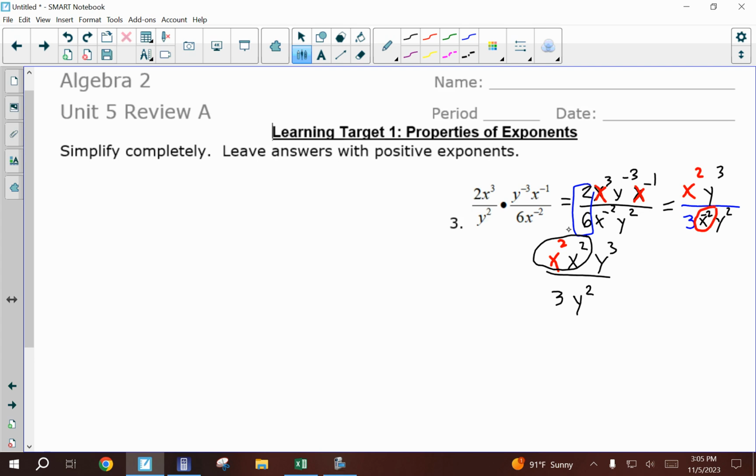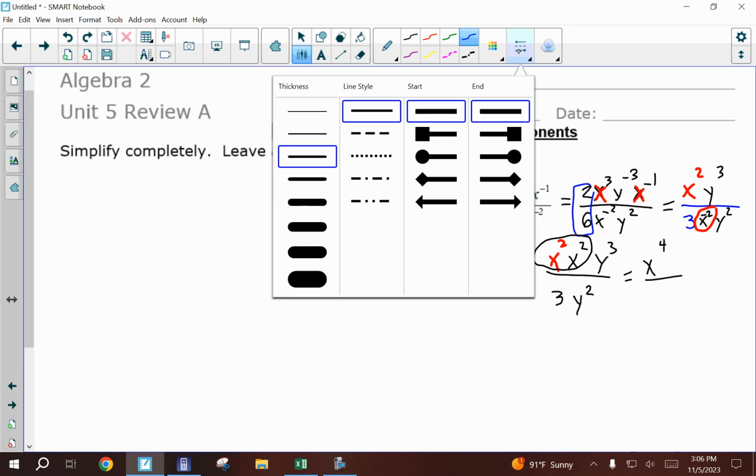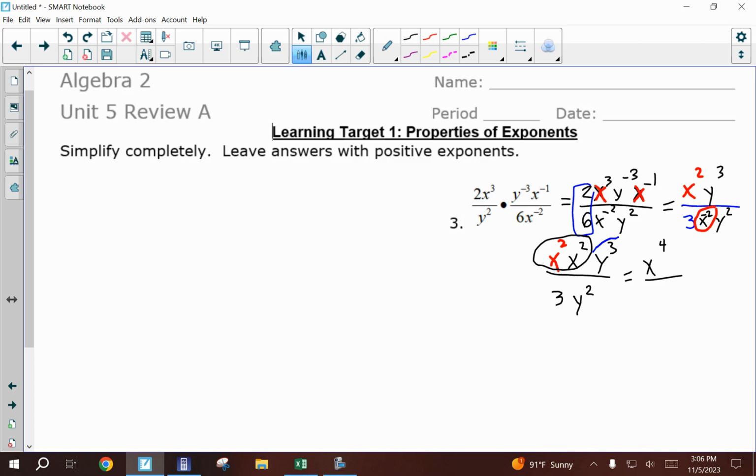Now, if you notice, we've got these two guys right here. Anytime they're at the same level, so both on top, you just add them together. So that's going to give me x to the fourth. And then for the y's, these are on different levels. If they're at the same level, you plus them. If they're at different levels, you subtract them from top to bottom. So y to the third minus y squared, 3 minus 2, gives me y to the first. And again, I hardly ever write the 1 on there in my final answer. So the only thing left is the 3. So that's my final answer.